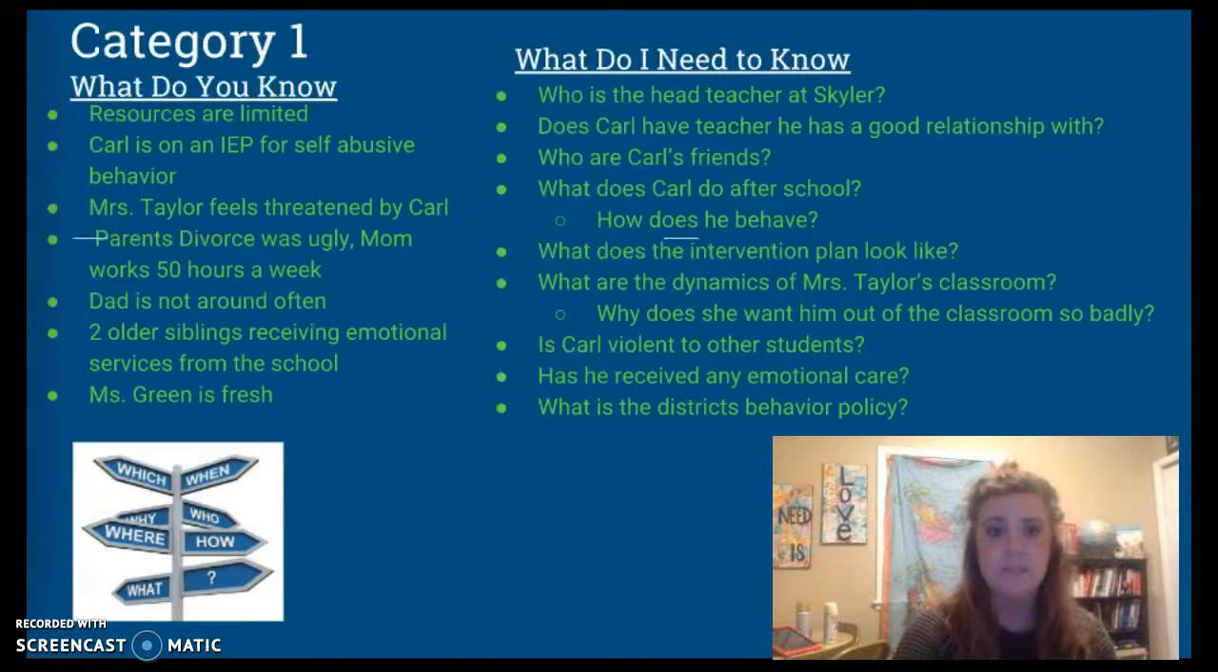Carl's parents have recently gotten divorced, and it has been messy. It is a split custody, but mom is the primary caretaker. However, she's working 50 hours a week and is not home very often. Carl has two older siblings in the middle school, and they are presently receiving some emotional support since the divorce.